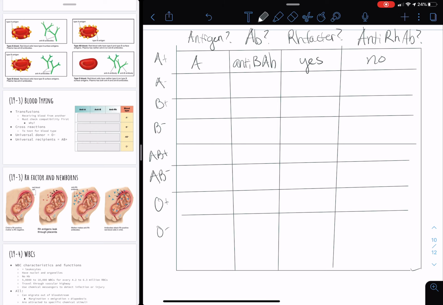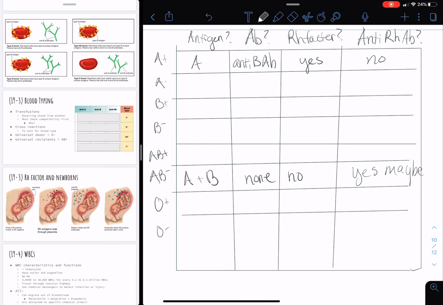So, AB plus type, or let's do AB minus blood type. AB antigen, it's going to have both A and B antigens. Antibodies, none, because we don't want to attack ourselves. Rh factor, no, because we have negative Rh factor, which means that if we've ever been exposed to Rh factor, we're probably going to make antibodies to fight against that. So we might have this. Yes, maybe, if we've ever been previously exposed, right?